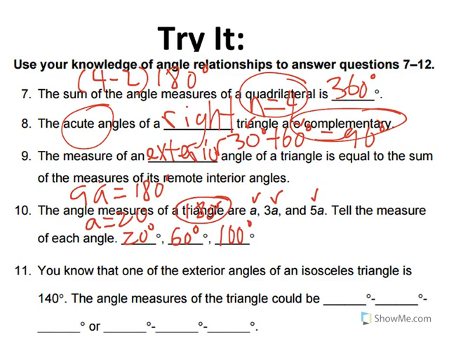For number 11, you know that one of the exterior angles of an isosceles triangle is 140 degrees. The measured angle of a triangle could be, so then there are two possible answers. Right, so for number 11, I need more room to work this out, so I'll move it to the back. Okay, so let's say you have one of these drawings. Isosceles means that these two are congruent. So let's say we can extend this out.